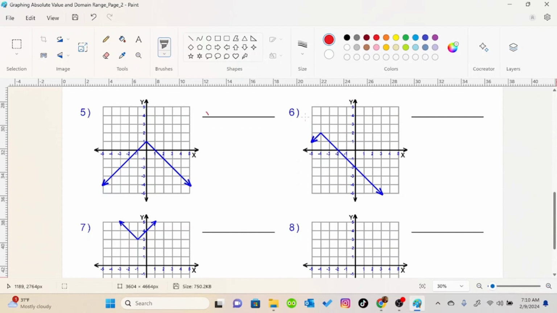Number 5. Y equals. This graph opens downward, so we have a negative absolute value of x. It has not shifted left or right, so we can close the absolute value symbol. But we see that it shifted up 1, so that is plus 1 outside the absolute value symbols. So the equation for number 5 is y equals negative the absolute value of x, plus 1.